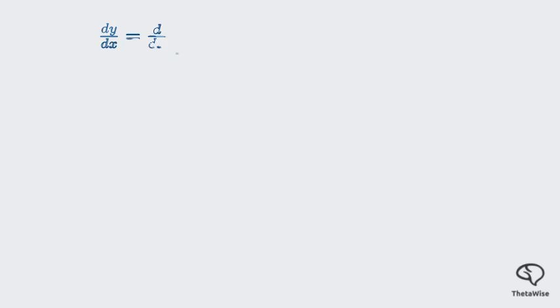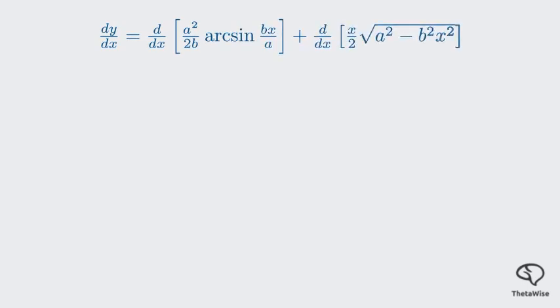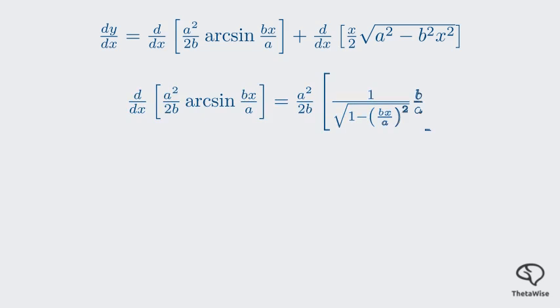We'll differentiate each term in the original expression. Let's start with the first term. In the first term, a squared over 2b is a constant. The derivative of arcsin of bx over a is 1 over the square root of 1 minus bx over a squared times the derivative of bx over a, which is b over a. So the derivative of the first term is a squared over 2b times our inverse sine derivative.